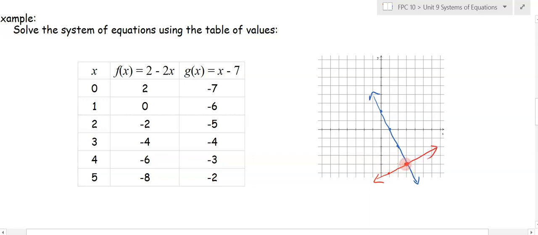I didn't really need to graph it though, because when I look at this, I can see when I plug in 3, I get the same output. 3, negative 4 is my solution. So just looking at your table of values, when you're getting the same y for the same x, that is a shared point.